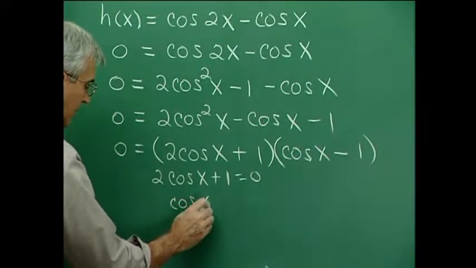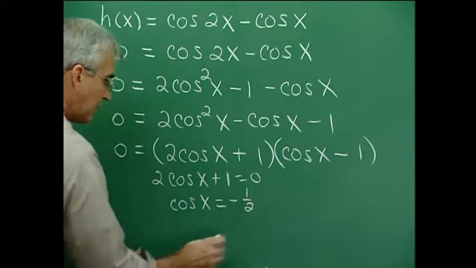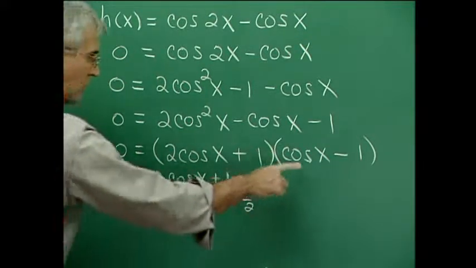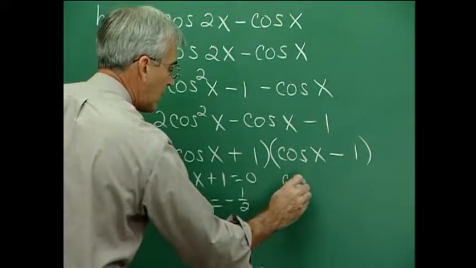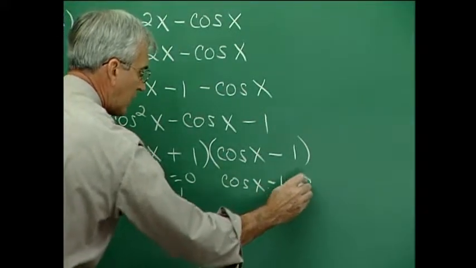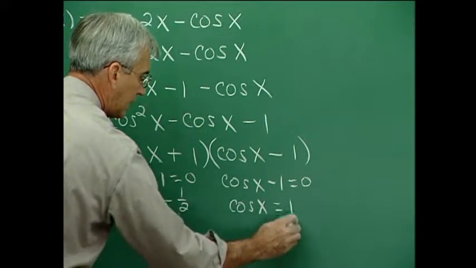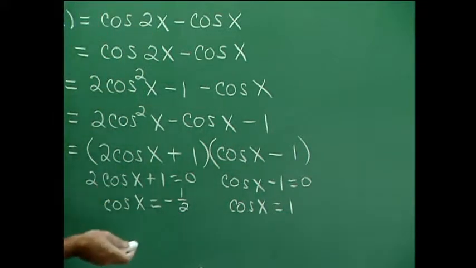And I'm running out of room at the bottom of the board here, so I'm going to consolidate 2 steps. This is minus 1/2. And now we're going to evaluate this. Let's go over and solve this one right quick. We have cosine x minus 1 equals 0, or cosine x equals 1. Okay, for this one, well, let's see, cosine x is negative 1/2.